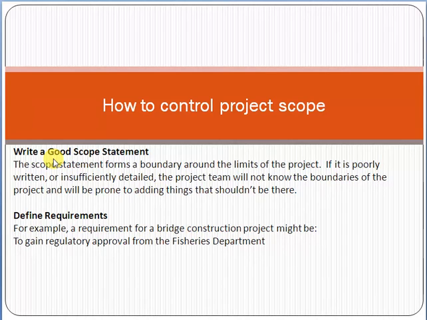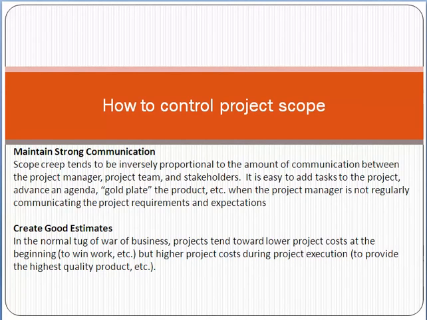So first of all, the most important thing is the scope statement or scope document, and the scope statement should be signed off by the customer. Then define the requirements. A requirement, friend, for example, for a bridge construction project might be to gain regulatory approval from the Fisheries Department. So basically, you must define what the actual requirement of the customer is, what he wants to achieve from the implementation of a project. So requirements of a project should be clearly defined and documented.